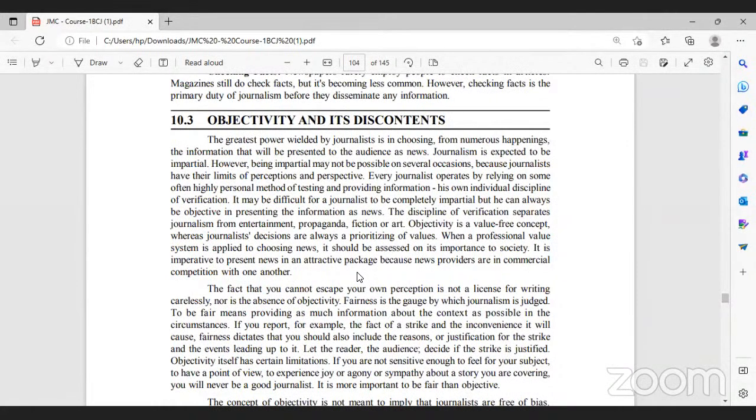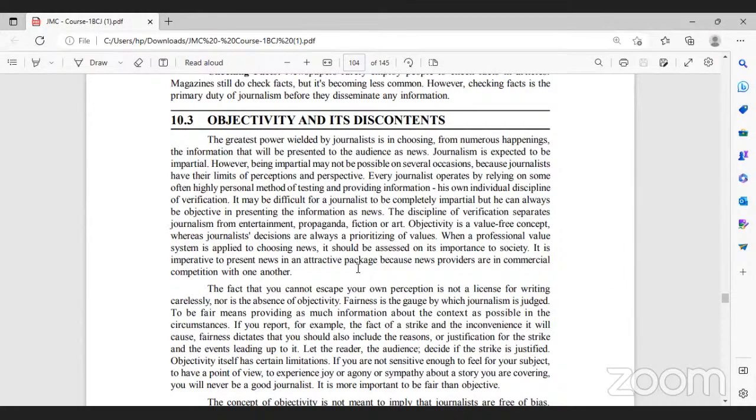So this discipline of journalism has a certain responsibility and should have some verification, and it has to be separate from entertainment. The information you give in reporting should be separated from entertainment and propaganda, and it should be verified information. It should not be entertainment based, it should not be propaganda, it should not be fiction or art. This is especially when we are referring to hard news.